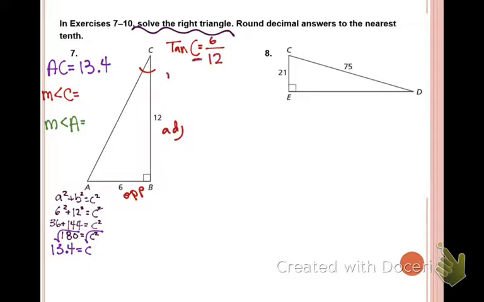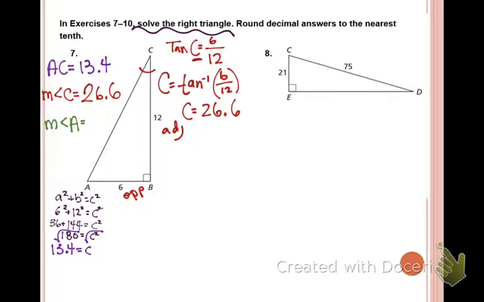How do I solve for an angle? Use the inverse tangent of 6 over 12. Do we agree 26.6? Yes. So the measure of angle C is 26.6. We're going to find the measure of angle A.